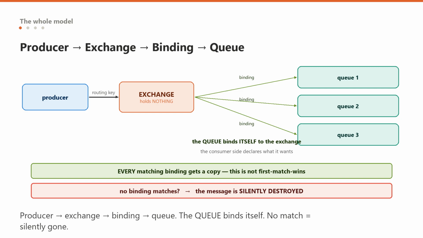And here is the consequence that catches everyone out, and it deserves its own sentence. If no binding matches, the message is silently dropped. No error, no queue, no warning. That is the single most common RabbitMQ support question there is, and we will come back to it.